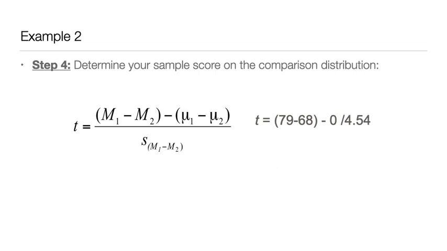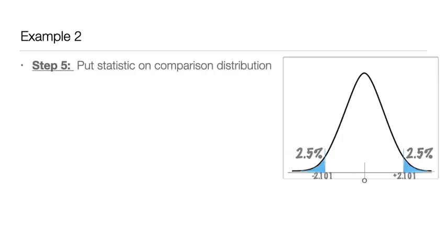So then we'll take those two sample means that we had, 79 for our expressive group, minus 68 for our neutral group. We will calculate the difference there, subtract 0, which again, functionally, we don't have to do anything, and divide that by our estimated standard error that we calculated in step 2 of 4.54. That gives us a t-value of 2.42. So we've done all the big math pieces. All that is left is to put that statistic on our comparison distribution. Is it extreme enough? And make that decision.